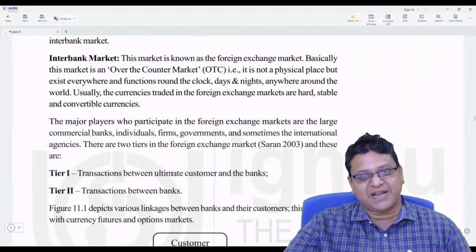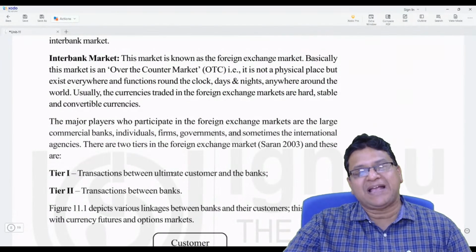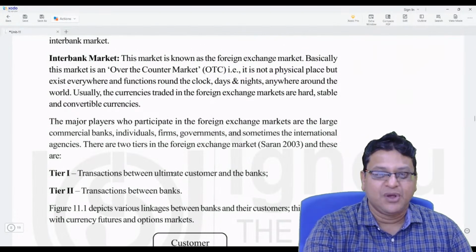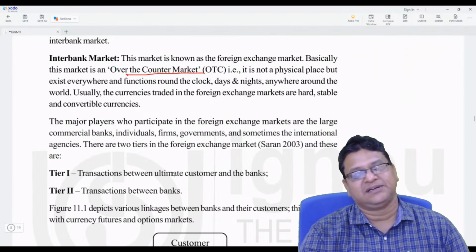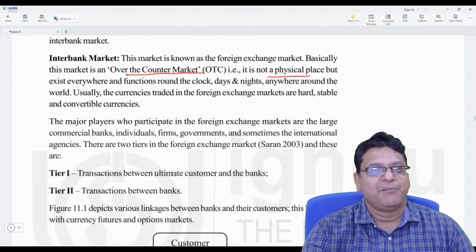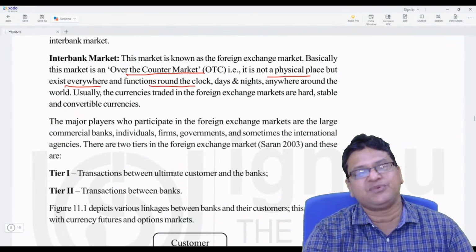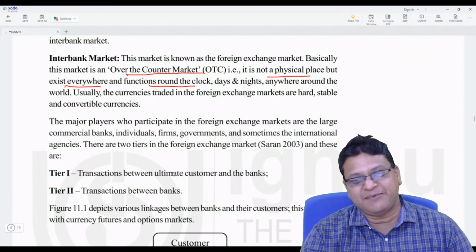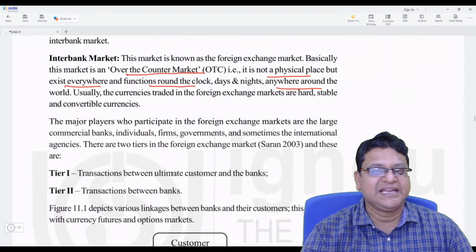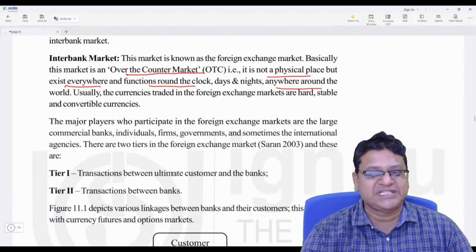What is interbank market? This is a market where the major players are banks, and it is an OTC market. What is OTC market? Over the counter market. OTC market does not have a physical place, but it exists everywhere, and it functions round the clock, and it is available anywhere around the world. That is interbank market, or it is an OTC market.